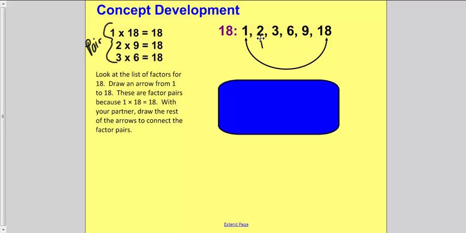And then 2 goes with 9. And then 3 goes with 6. So if I were counting, I would say 1, 2, 3, and then there would be 4, 5, and then I would get to the next side here. Nothing times 4 equals 18, and nothing times 5 equals 18. That tells me that I got all of the factor pairs, or all of the factors of 18.